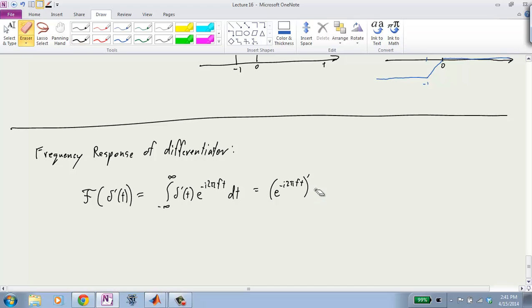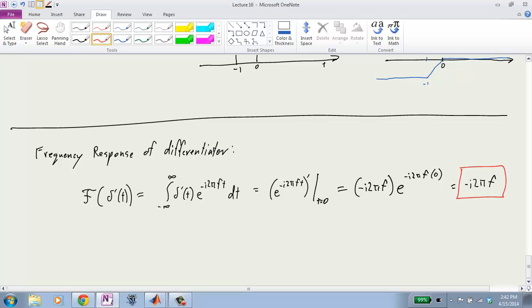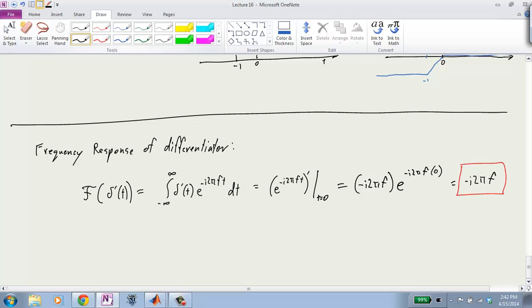Sorry, I said integral, but it's the derivative of this, evaluated at t equals 0. What's the derivative of this with respect to t? And now we plug in 0. And so we see that it's just minus i 2 pi f. So this is kind of fun. That is the frequency response of a differentiator. Now that we know that it's LTI, you can think of the derivative as just some sort of filter. It's just going to either amplify or attenuate certain frequencies of your signal. So let's plot this thing. I'm going to give it a name, d of f, for differentiator.